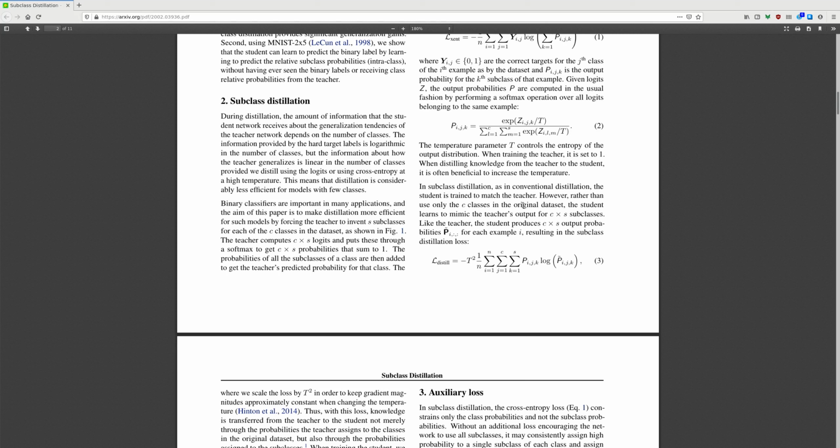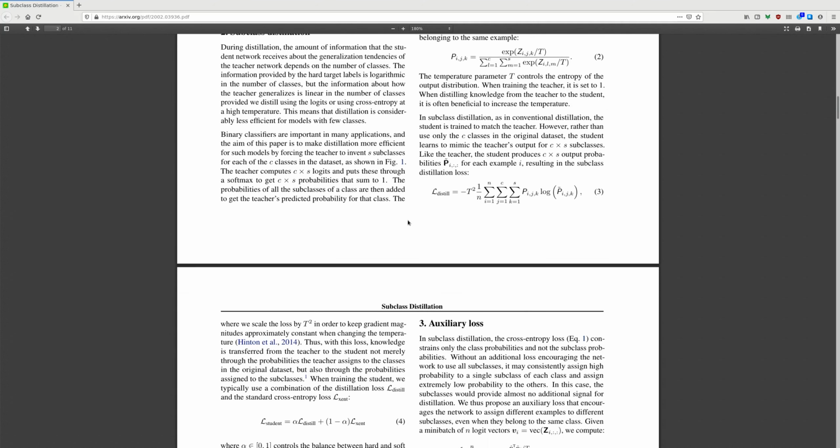As in conventional distillation, the student is trained to match the teacher. However, rather than use only the C classes in the original dataset, the student learns to mimic the teacher's outputs over C times S subclasses. Like the teacher, the student produces C times S output probabilities P for each example, resulting in the subclass distillation loss.